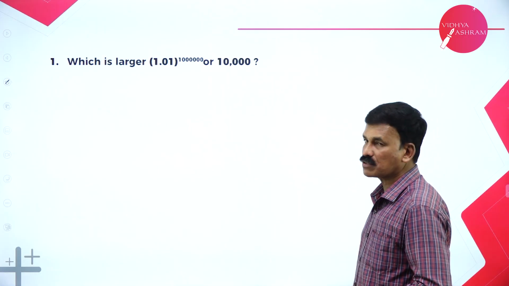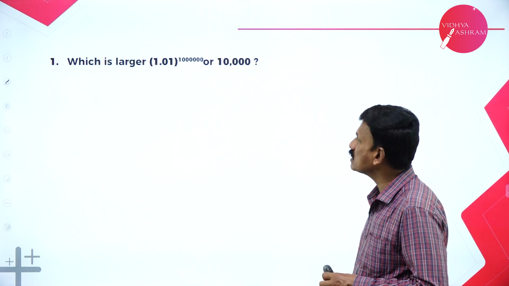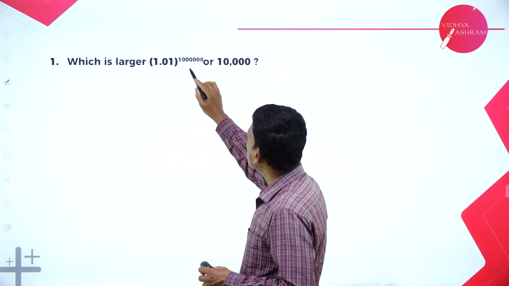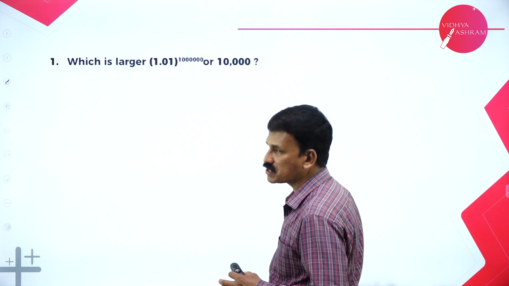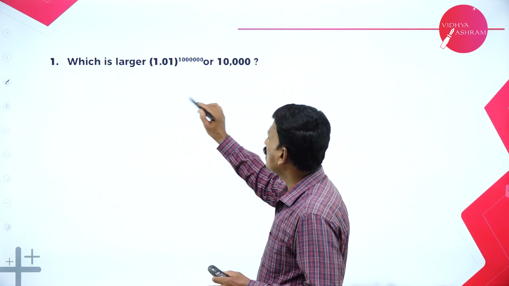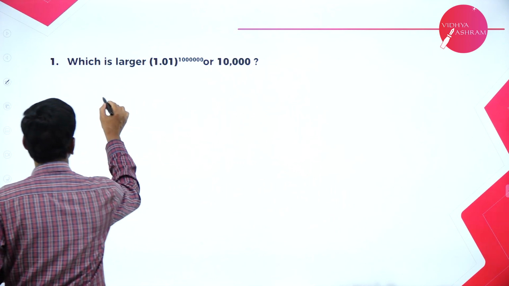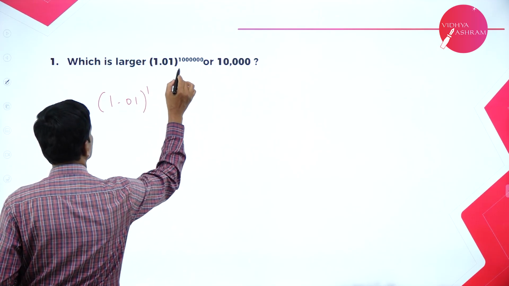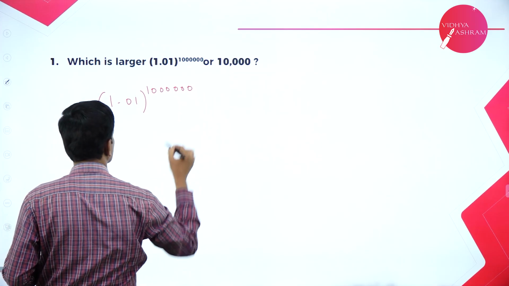Now, which is larger, 1.01 to the power of 1 followed by 6 zeros, that means unit, 10, 100, 1000, 10,000, lakhs, 10 lakhs. So, 1.01 to the power of 10 lakhs or 10,000, which is greater? Let us check using binomial theorem. Simplify this: 1.01 to the power of 1 followed by 6 zeros.